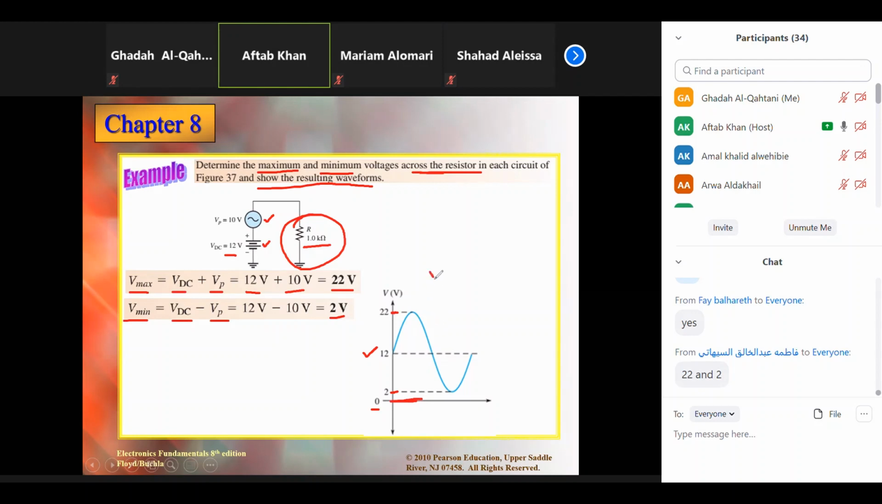It is because VDC is greater than V peak. This is 12 and peak is 10. That's why it is above the 0 axis. Otherwise, in another case it can be down.